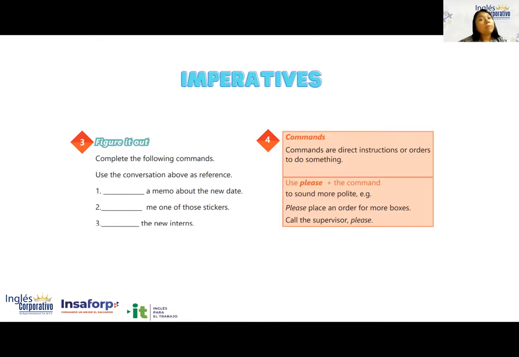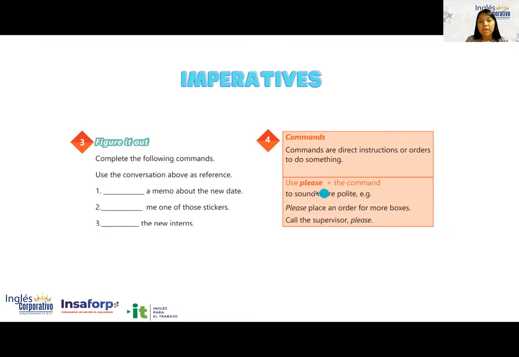Si le agregamos el please, entonces ya no es un imperative. Se transforma en un request. Se transforma en un pedido. ¿Ya? Pero en lo general, ambos se consideran comandos al final. A pesar que le ponga el please, siempre se considera como un comando, como una orden. Pero si le agrega please, es más amable. ¿Okay? Es menos pesado.